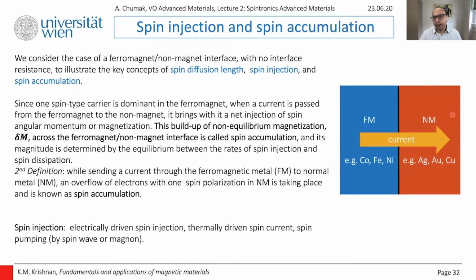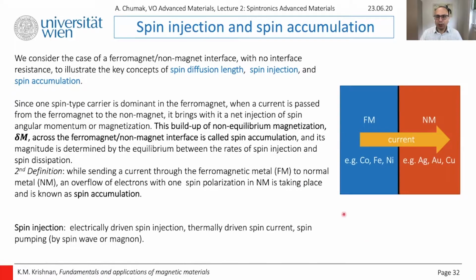So if you have the original steady state, then you know that in ferromagnets you will have this imbalance between spin up and spin down electrons. So there will be more electrons with one polarization, fewer electrons with another polarization. And in the normal metal, the situation will be different. There is no exchange interaction here. Therefore, there will be the same number of spin up and spin down electrons.